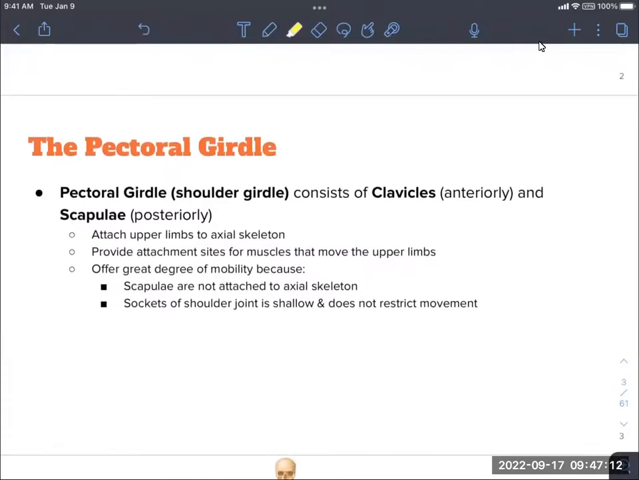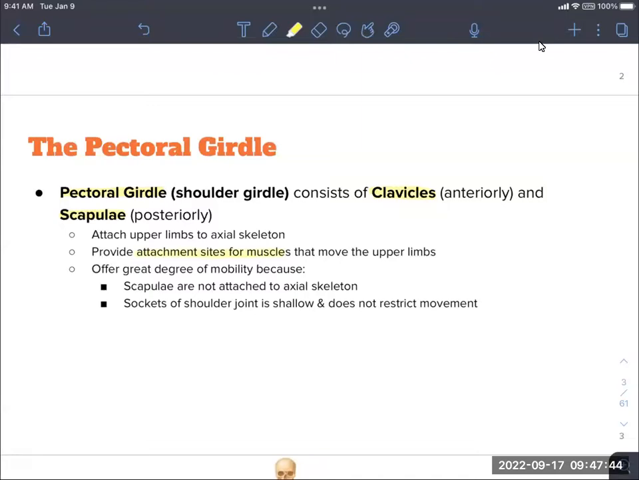So what makes up that pectoral girdle? That pectoral girdle is made up of your clavicles in the front, or your collarbones. Those are called the clavicles, and your scapulae in the back, or your shoulder blades, as they're also known. So those clavicles and that scapula are attachment sites for muscles. They let you move your arm around.